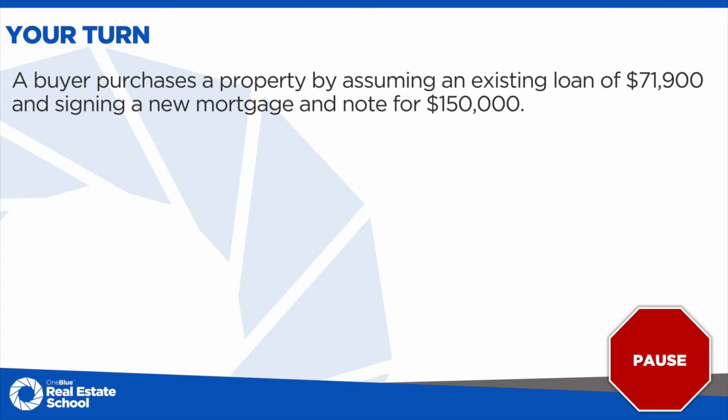Buyer purchases a property by assuming an existing loan of $71,900 and signing a new mortgage and note of $150,000. What is the state intangible tax on the mortgage? Hit pause when you think you have your answer. Hit play. We'll check your work.